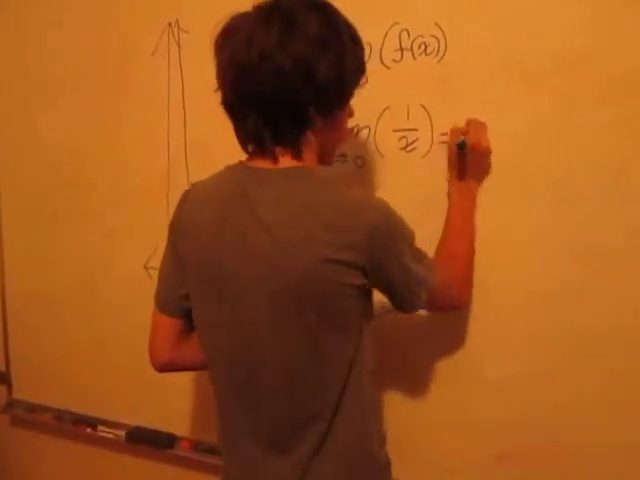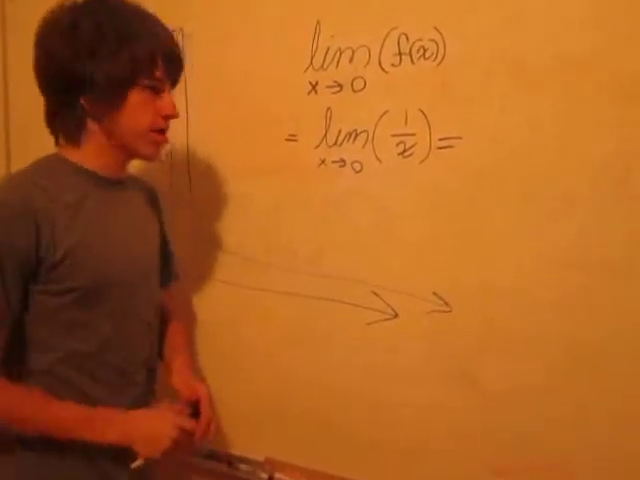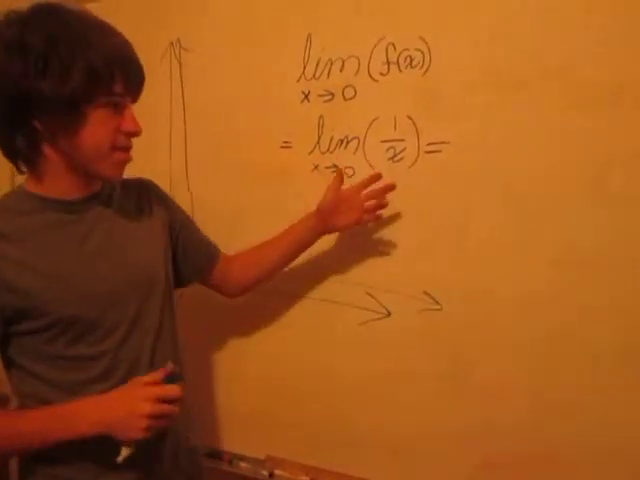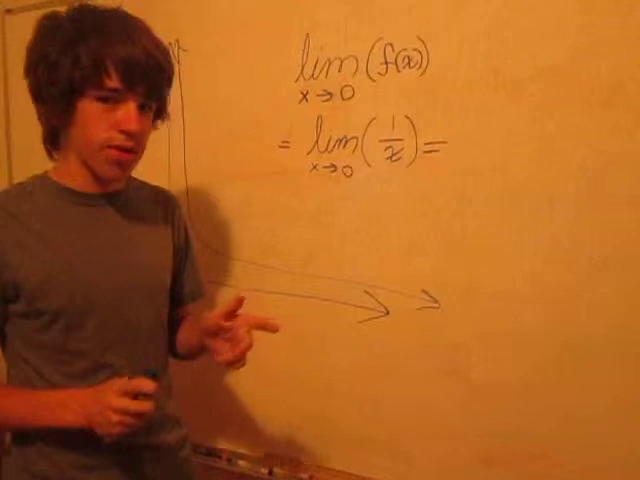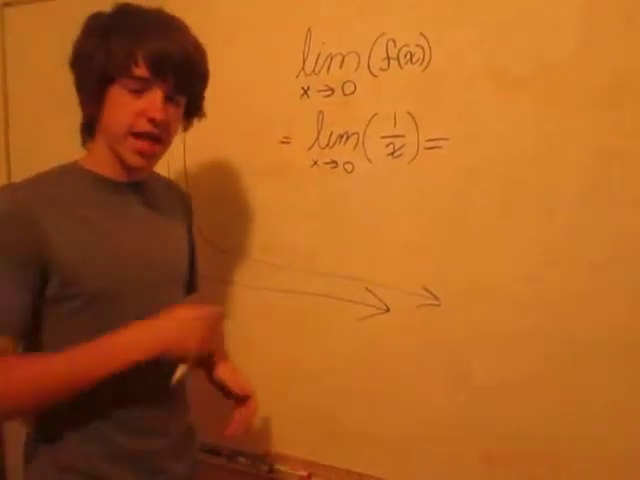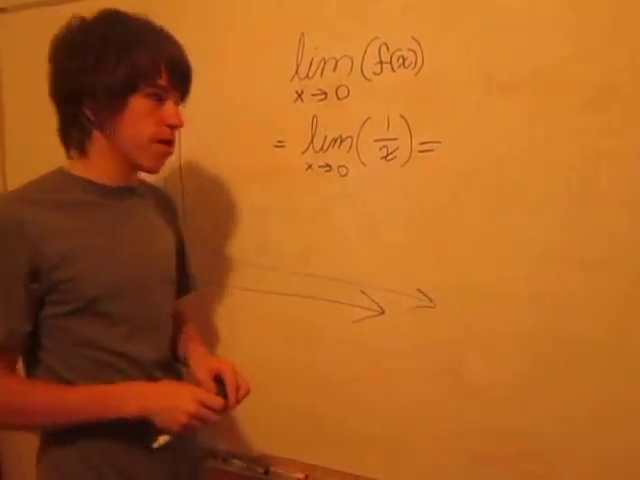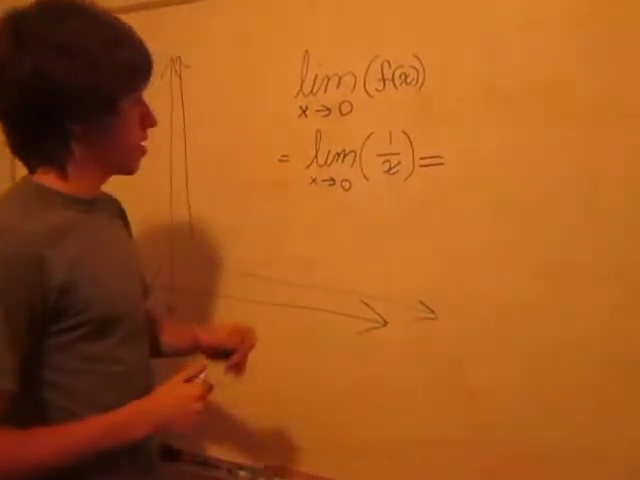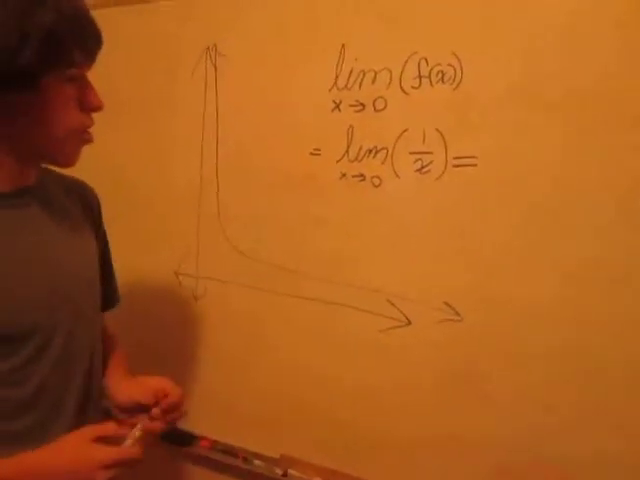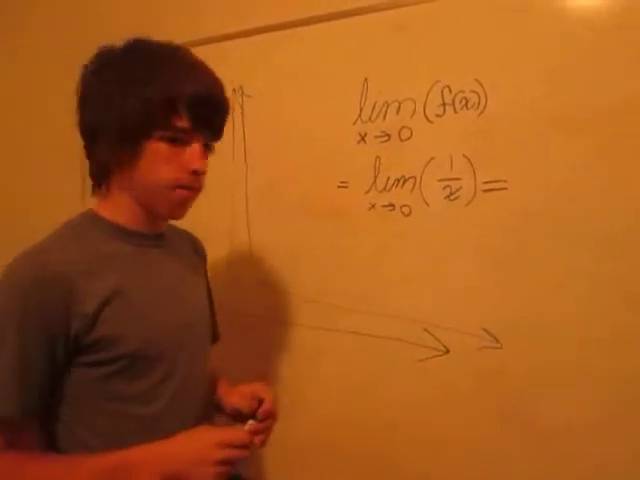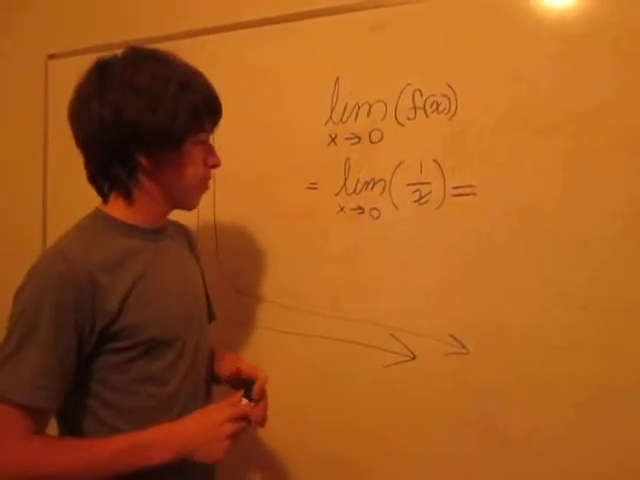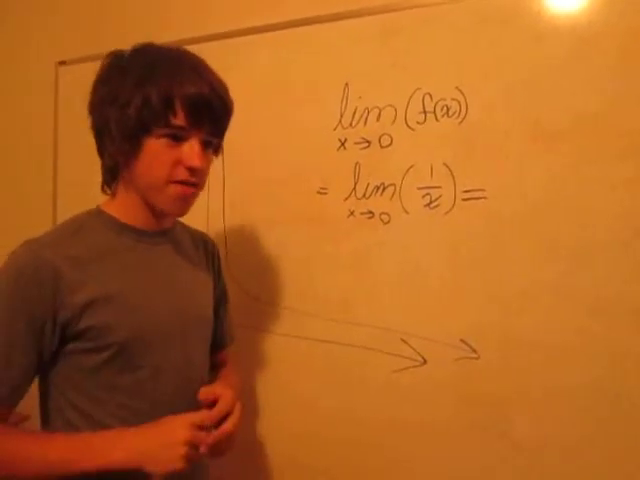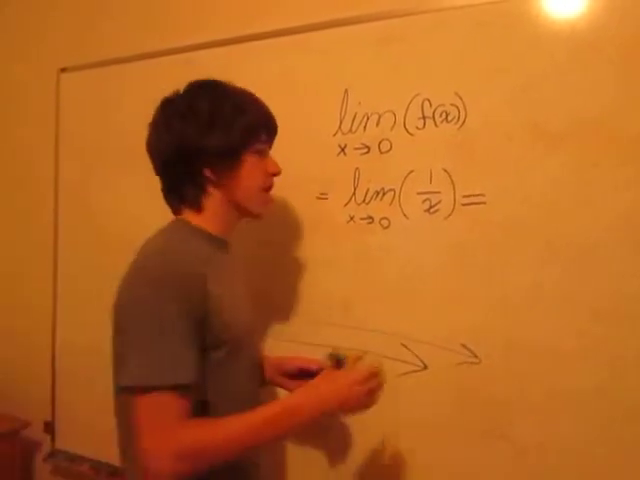Now, as x is smaller and smaller, let's think 1/2, this turns to 2. When this is 1,000th, this turns to 1,000. When it's 1,000,000th, it turns to 1,000,000. It's getting larger and larger as x is getting smaller. Now, so what do we do here? Well, what value is this approaching? It's getting larger and larger and larger, and if it never stops getting large, it's approaching infinity.